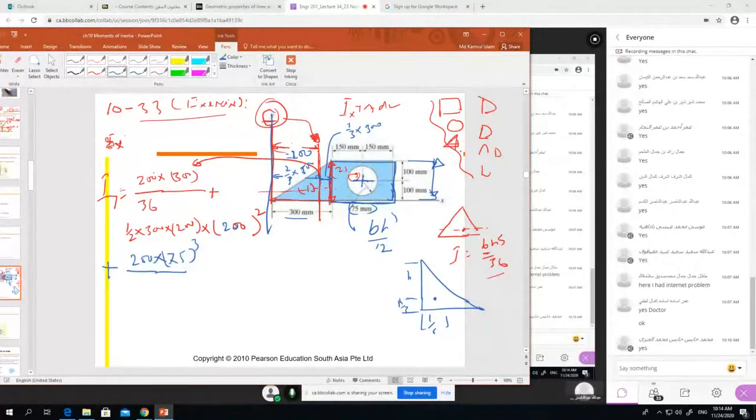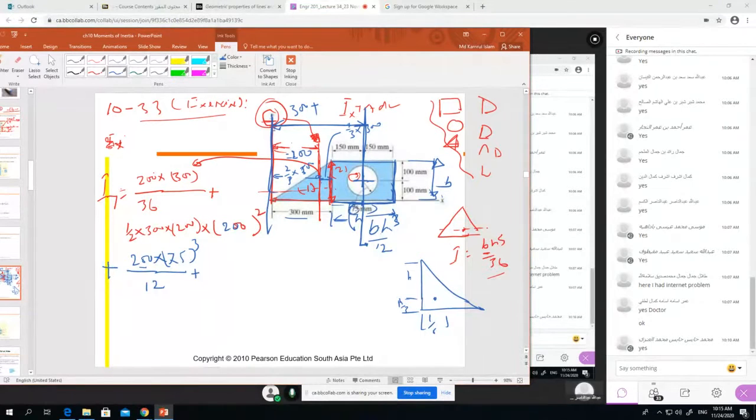Now remember, the formula is in terms of B and H. You have to understand which one is B and which one is H. If it is parallel to the axis, then it is B, and if it is perpendicular to the axis, then that is H. So B is 200 and H is 75 by 12. Now our center is there, so we have to transfer from there to here. And this distance is how much? 300 plus half of the 300.